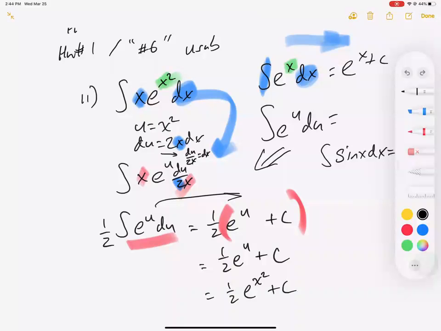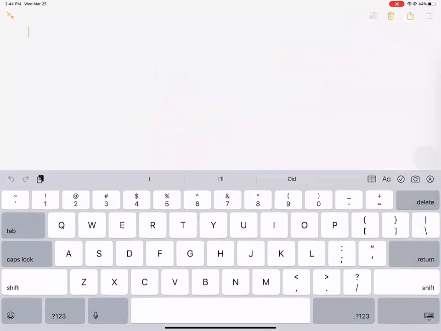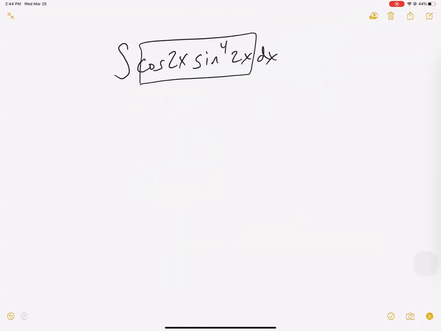Okay, so number 14 on homework number 3 is the integral of cosine 2x sine to the 4th of 2x dx. Okay. Is this an identity that we know, sine cosine? Not that I can recall. Not on my cheat sheet.